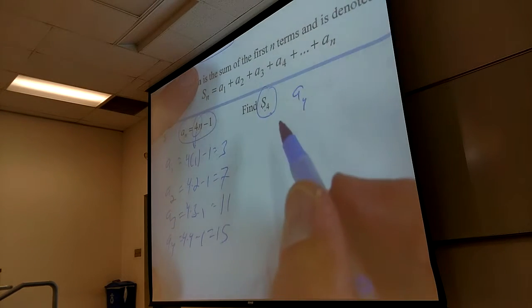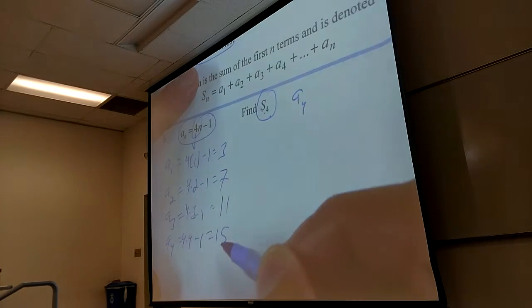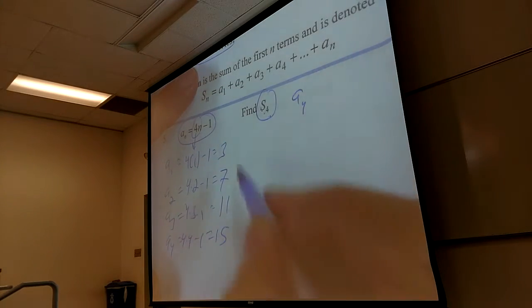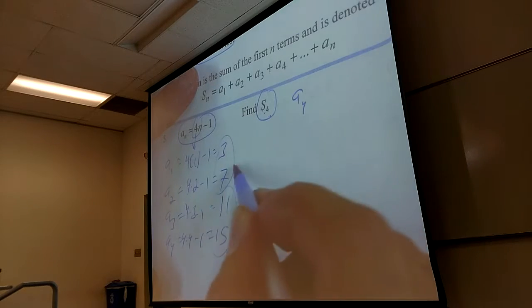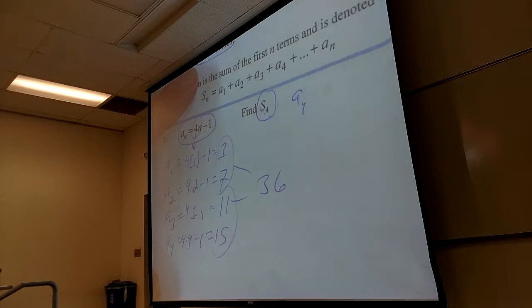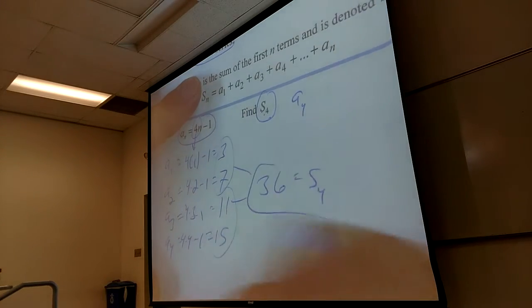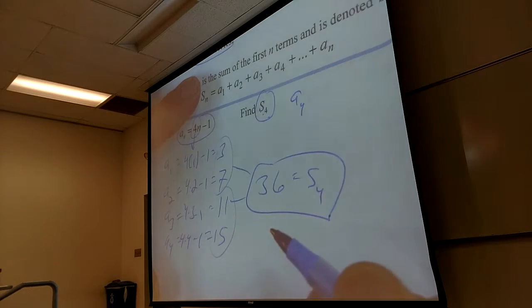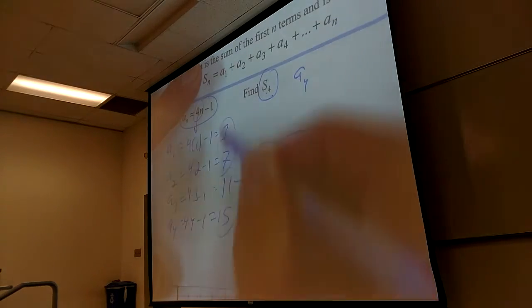So S4 would just be to add those up. The sum of the first 4 terms. Yeah, so 10, 26, 36. That's S4. If I said S7, you just figure out the next 3 terms and then add all of these up.